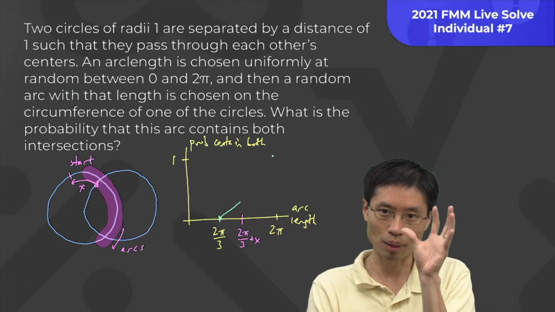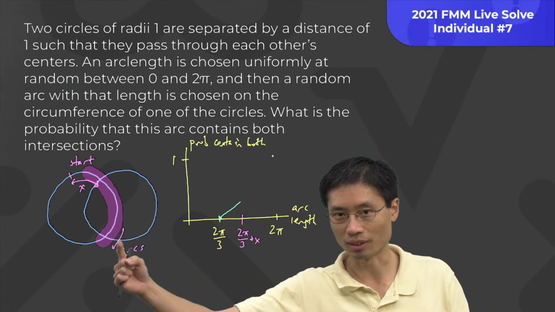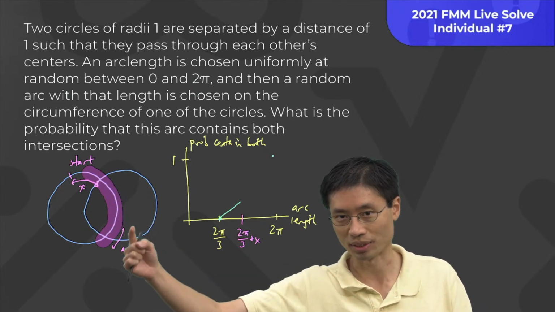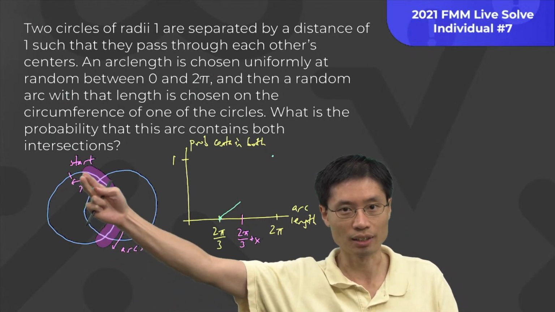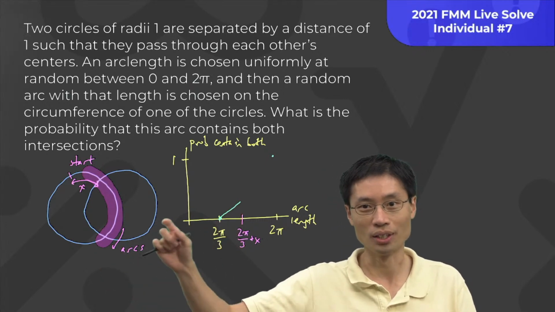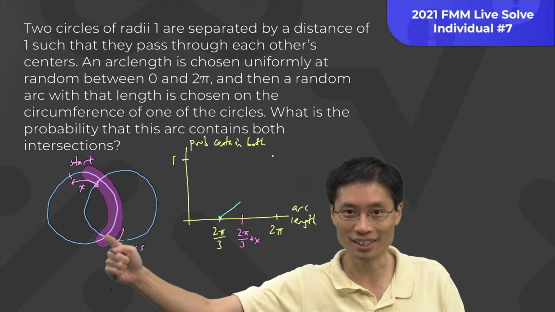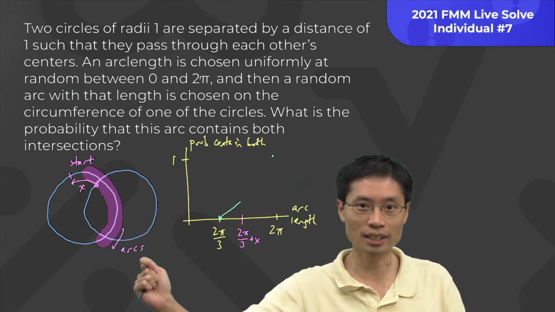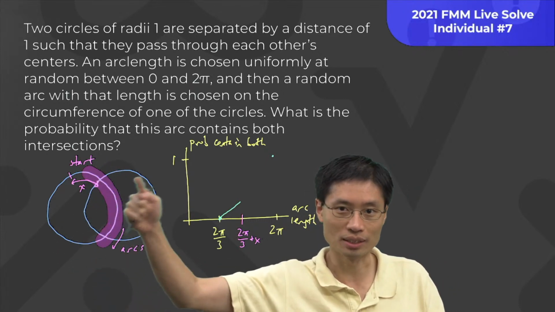The reason I'm pausing here is that when my arc length is just barely beyond a third of my circle, the only way I can manage to cover both is if I start in there and cover both this way. But once my arc length is super long, I have multiple ways to cover both. I could start here and go like this, or I can even start here and go all the way around to the other side.